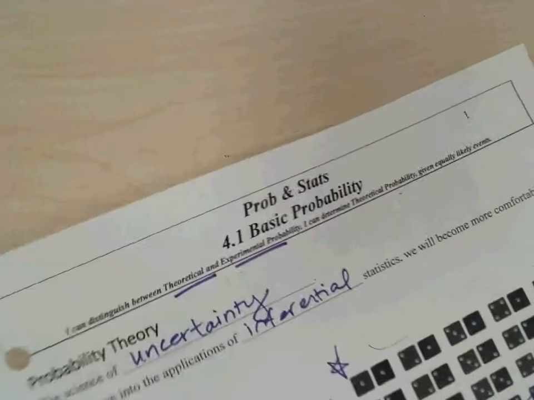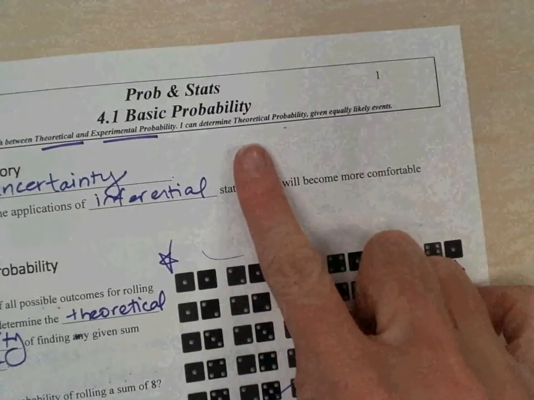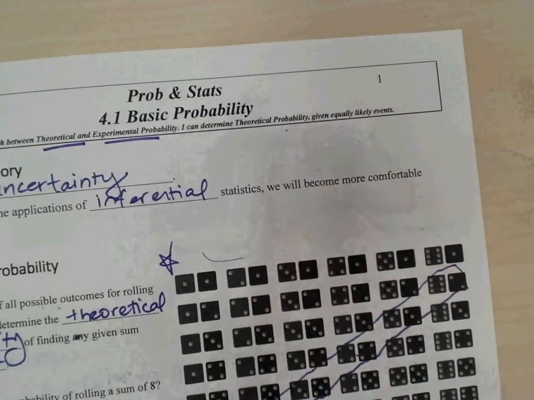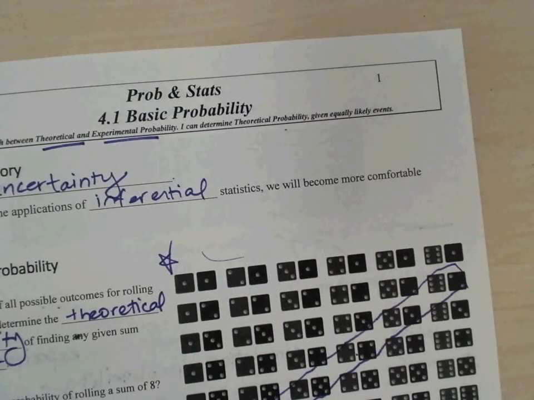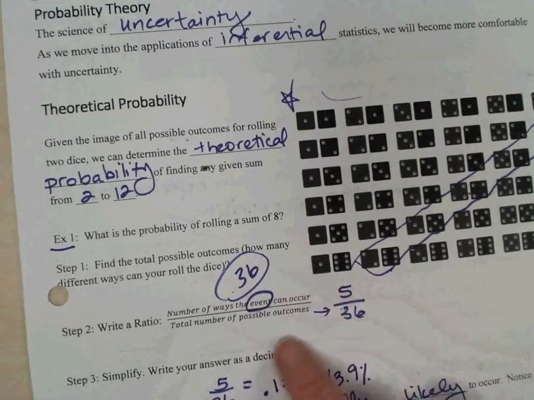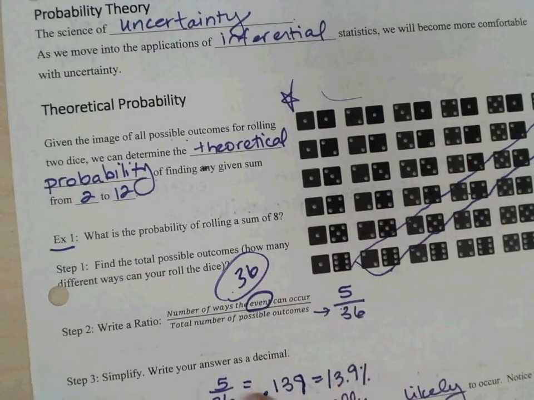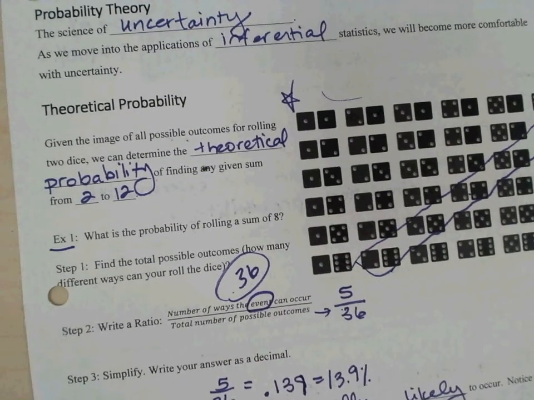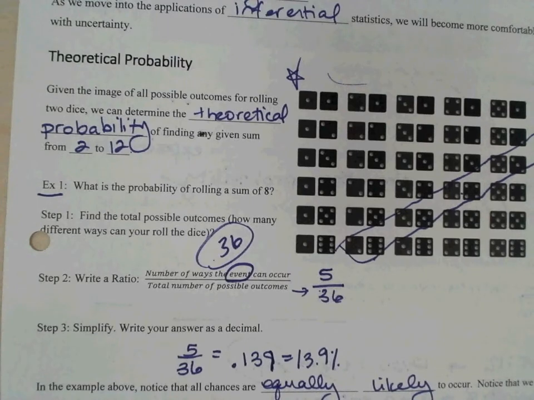All done with the notes. Basic probability. On a scale of 1 to 5, how are you feeling about theoretical probability given equally likely outcomes? Equally likely events. Basically just calculating this. How are you feeling? Scale of 1 to 5. See a lot of confidence out there. Excellent.